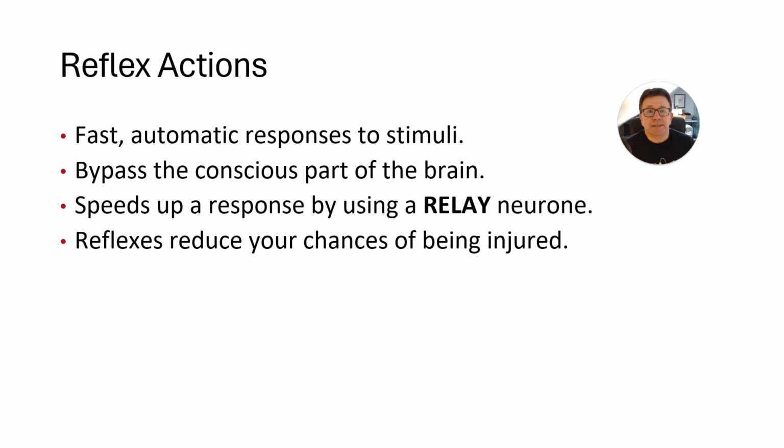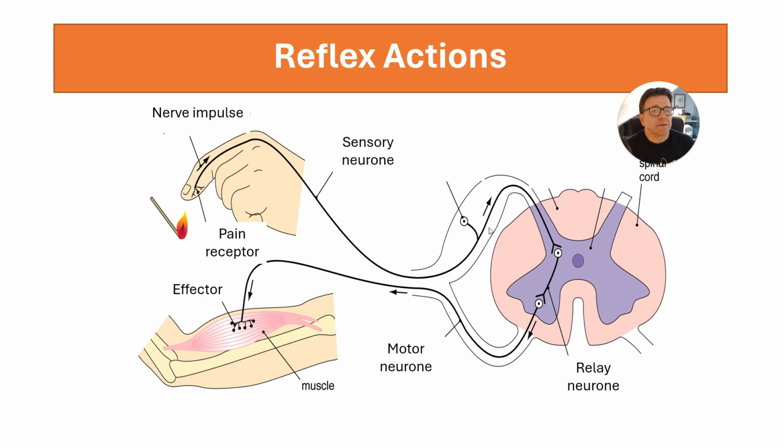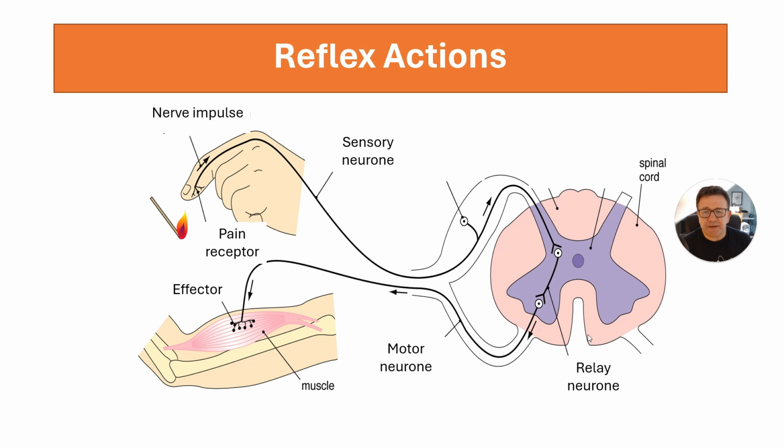Reflex actions didn't come up last year, so you need to know what they are. They're fast automatic responses to stimuli. They bypass the conscious part of the brain. They may go into the brain, but not the conscious part. They speed up a response by using what we call a relay neuron, and reflexes reduce your chance of being injured, so they're protective.